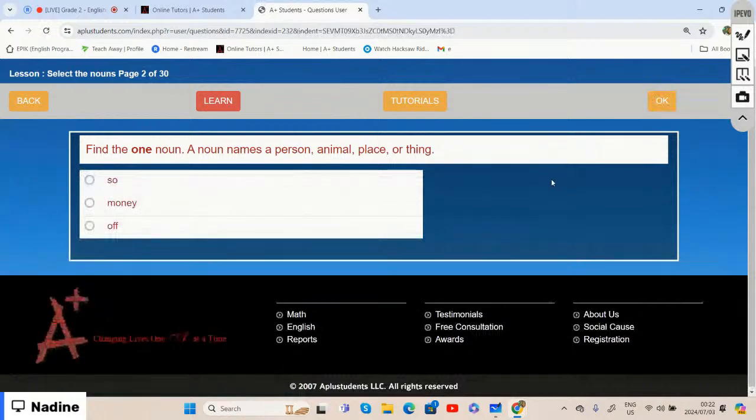We need to find one noun. Is it option one, so? Option two, money? Option three, off? We need to select one noun, and then also say if it names a person, if it names an animal, a place, or a thing.